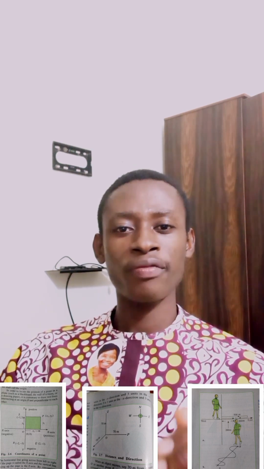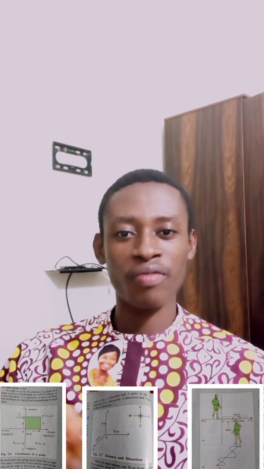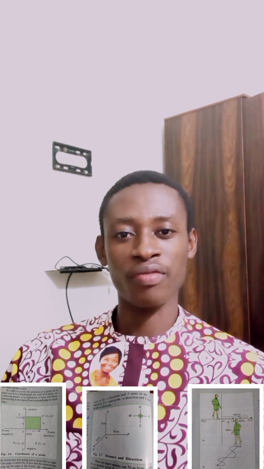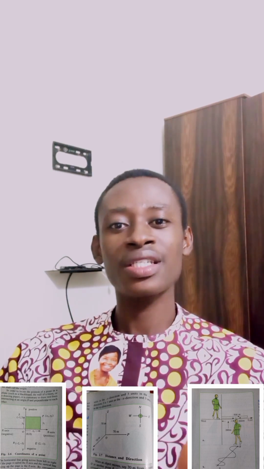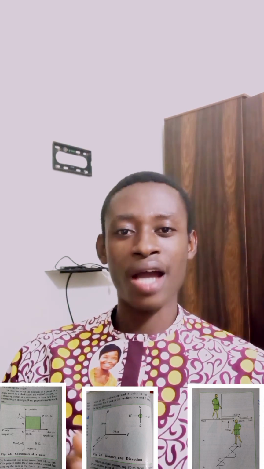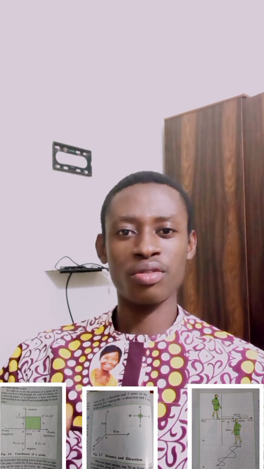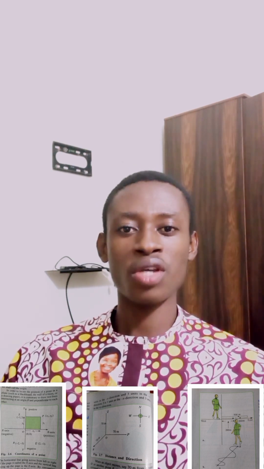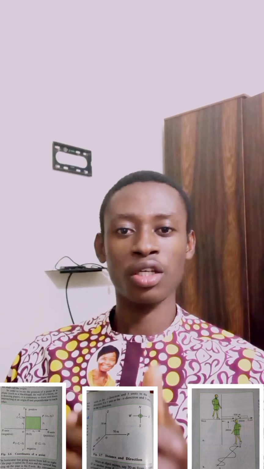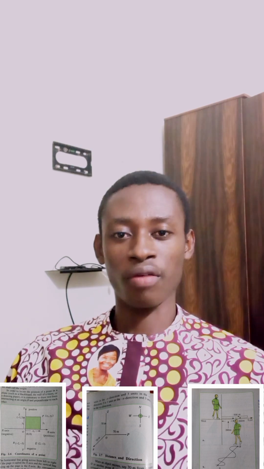And then we have velocity. Velocity is displacement over time, that's change in displacement over time. Or you can say velocity is speed in a specified direction, because speed is distance over time, and speed is a scalar quantity with a unit of meter per second. You also have other units to measure speed, such as kilometer per hour and centimeter per second.